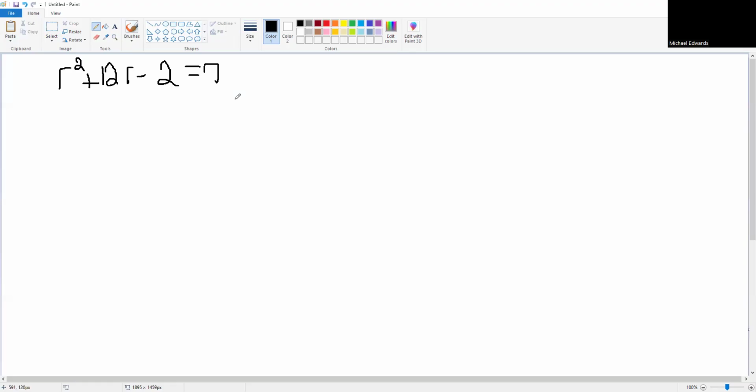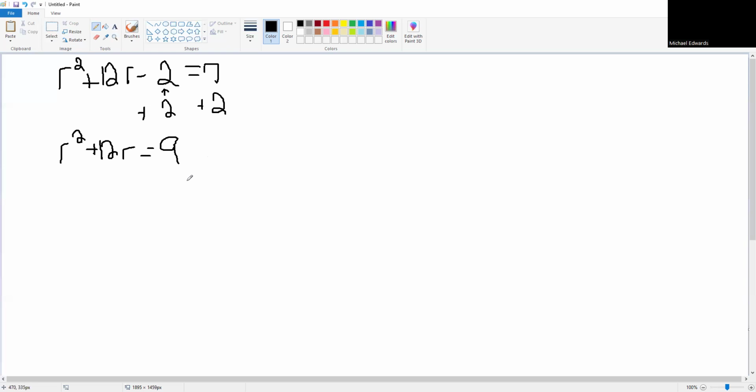So this time we have a constant, right here. So we need to move it to the right-hand side of the equation. And to do that, we just add 2 to both sides. We end up with r squared plus 12r equals 9. Now, we need to divide both sides by a. Well, a here is just 1, and there's nothing to do.